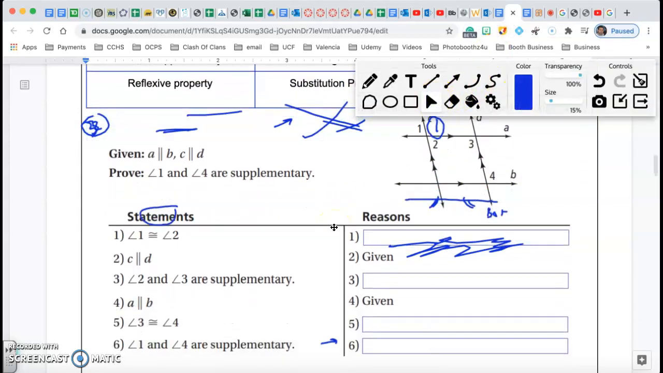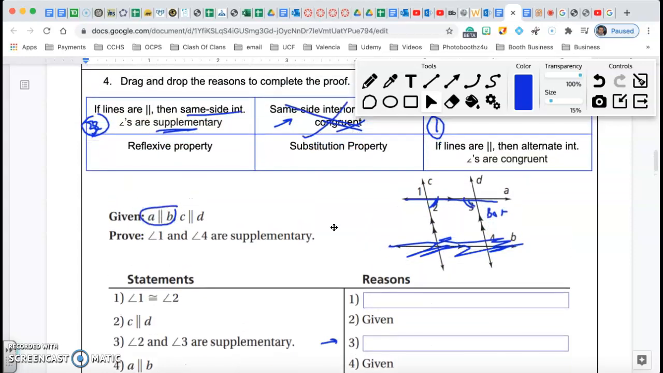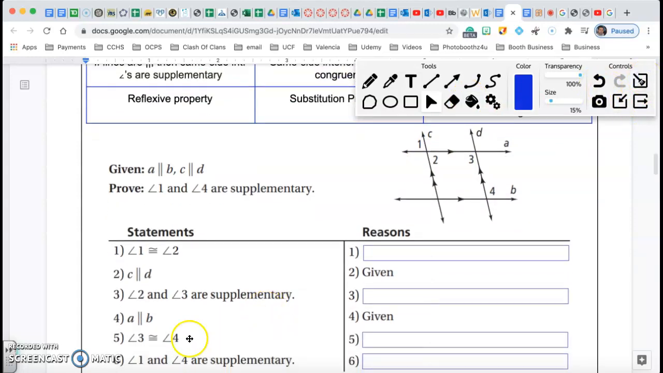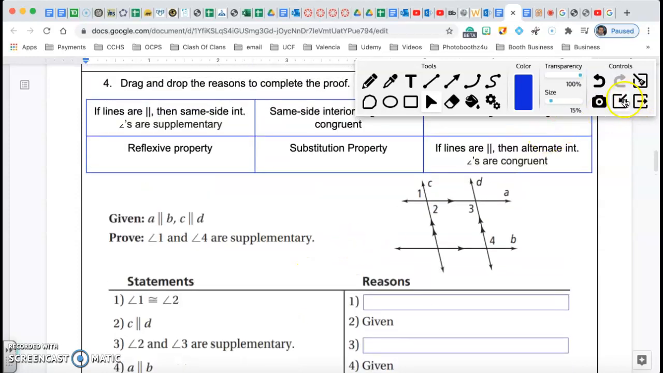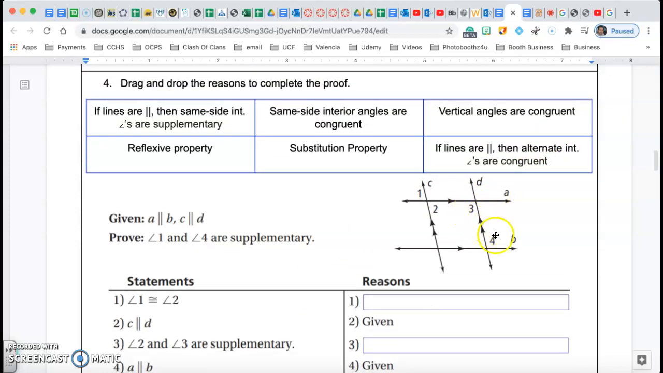All right. 5 is angle 3 and angle 4 are congruent. So let me erase all this. So that's 1 and 3. The question is angle 3 and angle 4. Angle 3 is congruent to angle 4.